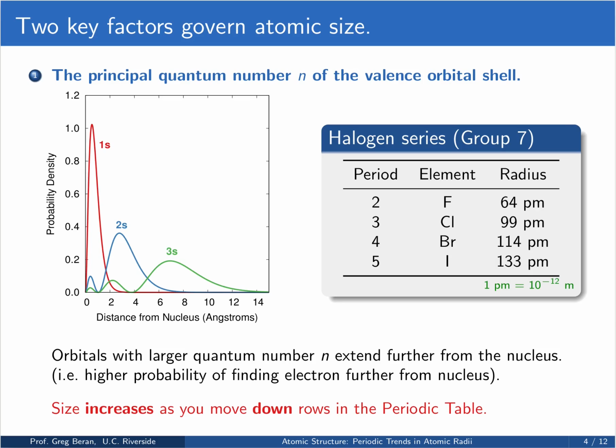Before we can talk about the size trends, let's first look at the factors that govern atomic size. The first of these is principal quantum number. As we saw a few lectures ago, orbitals with larger n values tend to extend further from the nucleus, meaning there's a greater probability of finding that electron in those orbitals further from the nucleus. Because n increases as you move down the periodic table, you expect that size will also increase as you move down the table. You can see that in this example as we move from fluorine, chlorine, bromine to iodine, and you can see that the sizes are generally increasing as we move down that column.